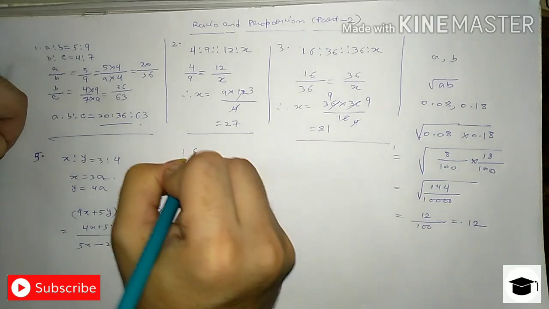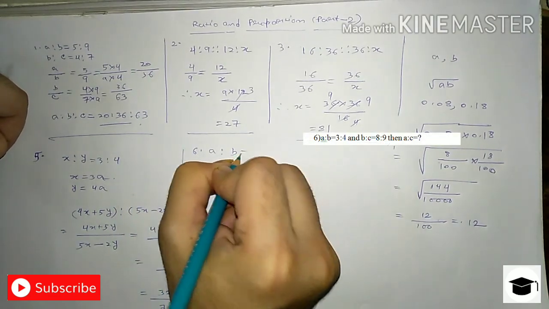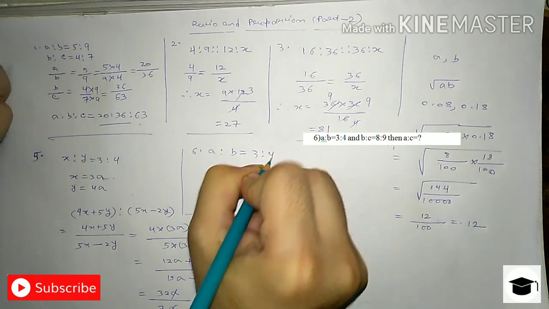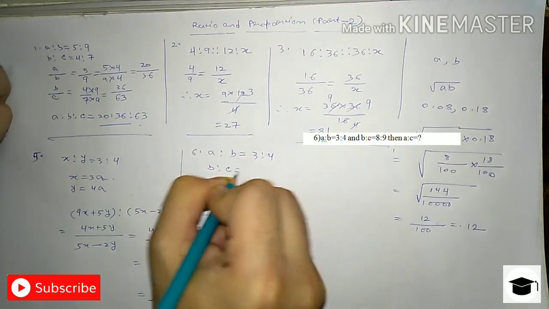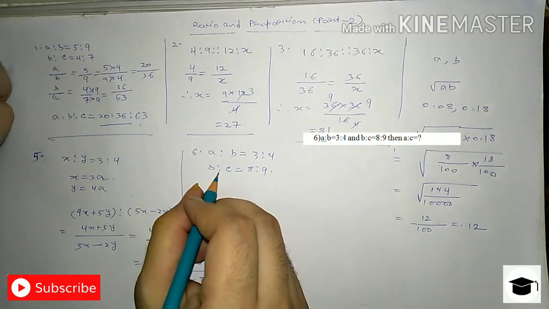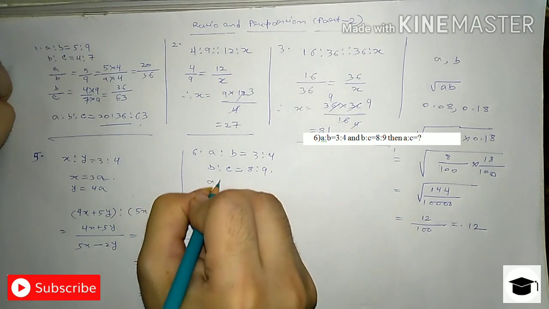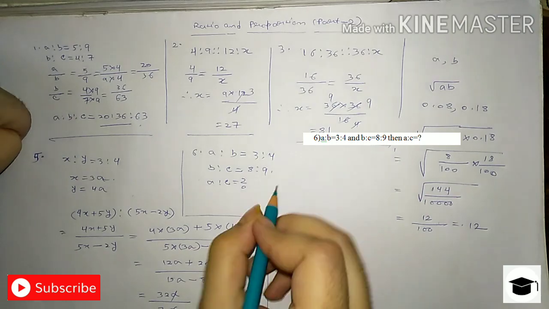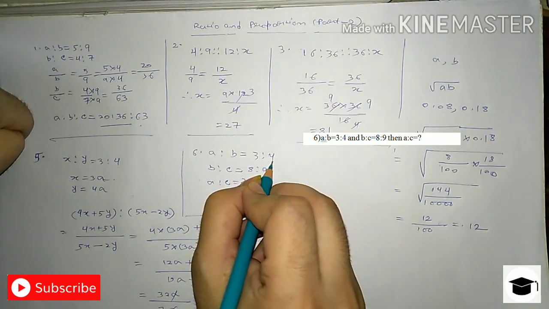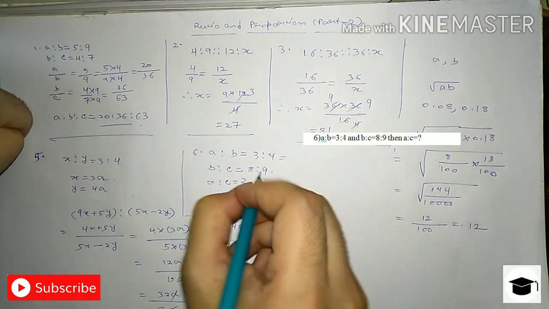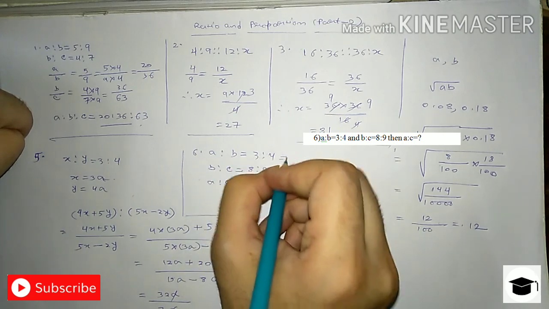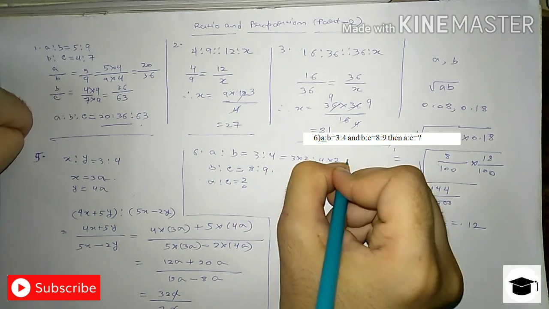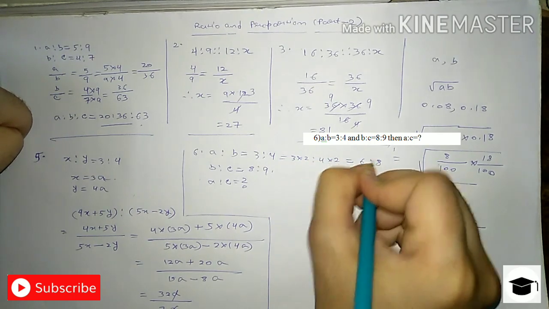Next question. A is to B equal to 3 is to 4. B is to C equal to 8 is to 9. We have to find the value of A is to C. Here we can see that the value of B equal to 4. We have to make it 8. So we can multiply 2 with both sides. That is 3 into 2 is to 4 into 2, that is 6 is to 8.